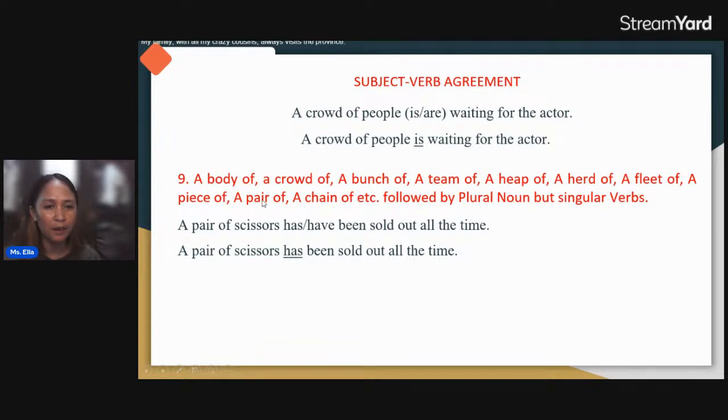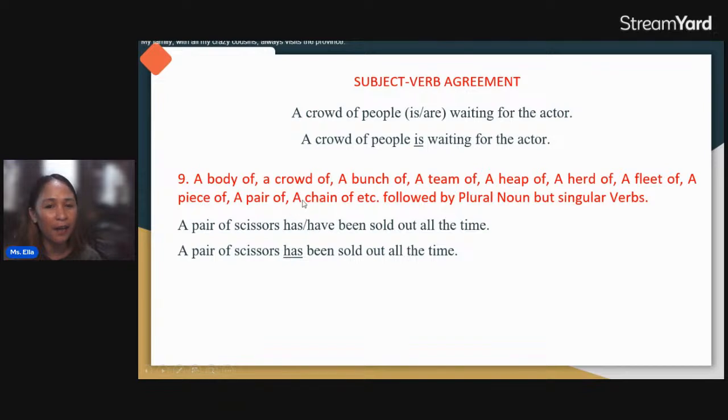Again, because they used a pair of, a pair of followed by a plural noun. We have scissors, a plural noun. That means it takes a singular verb. It must take a singular verb. So has. Okay, please remember that.